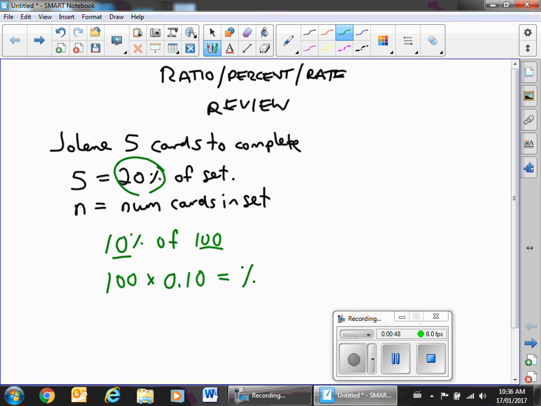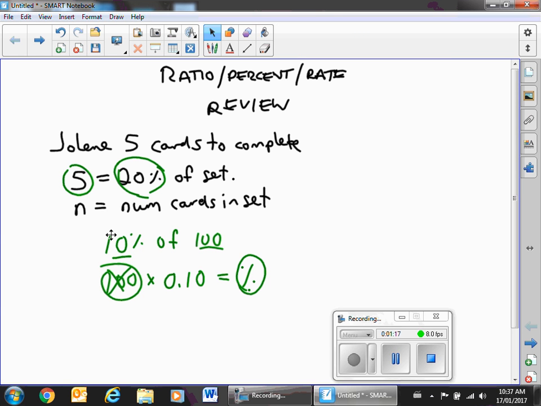And we know that 20% is 5. So we know that this number here is already 5. What we don't know is this number here. So we're simply going to replace that number with an n, and then multiply it by 20% in order to get our percentage, which would be 5.